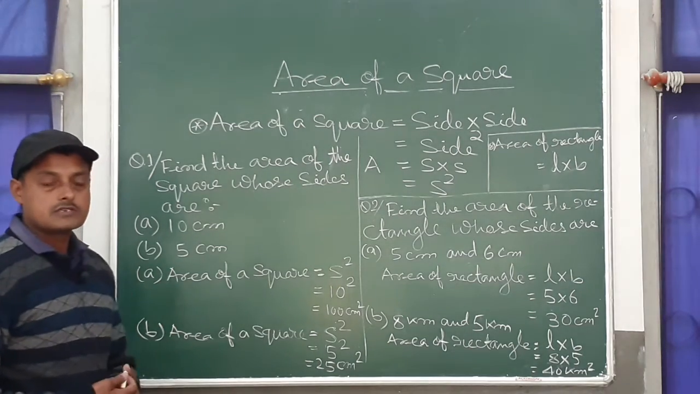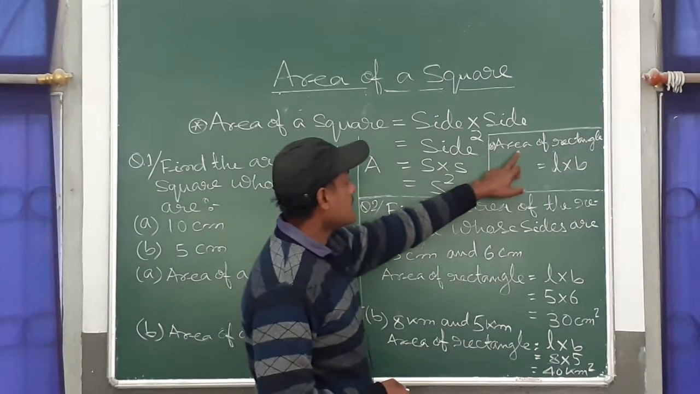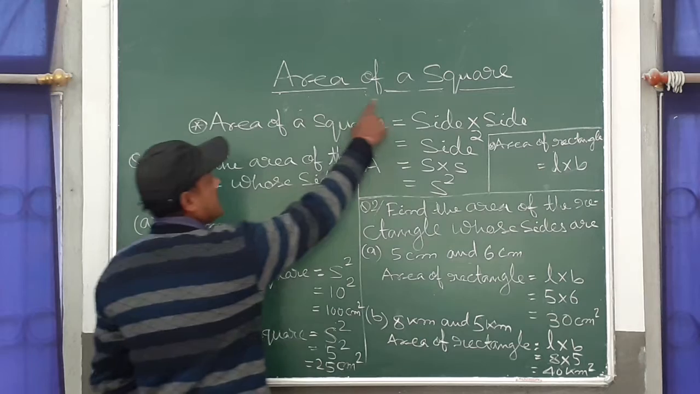Okay. Good morning, students. Today we are going to learn area of a square and area of a rectangle. So first we will go with area of a square.